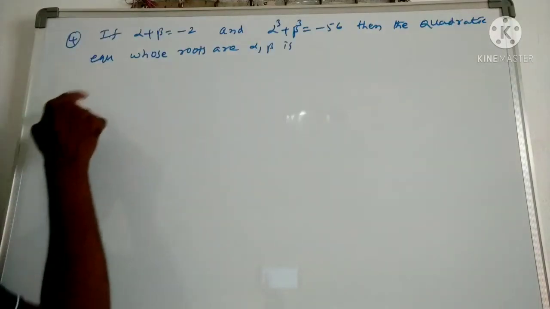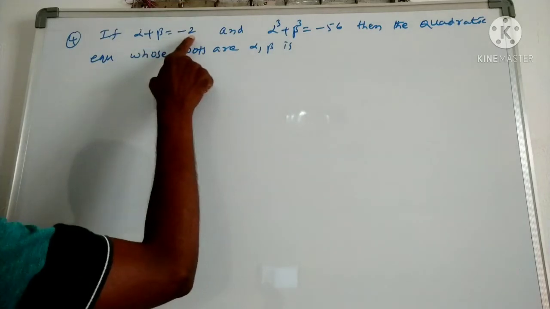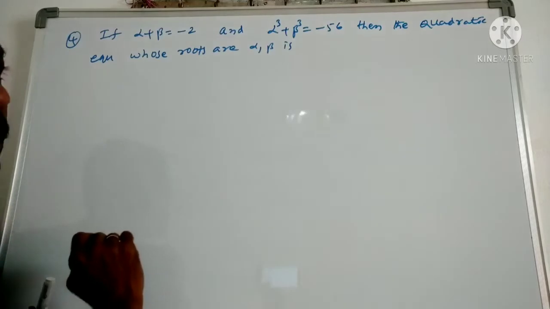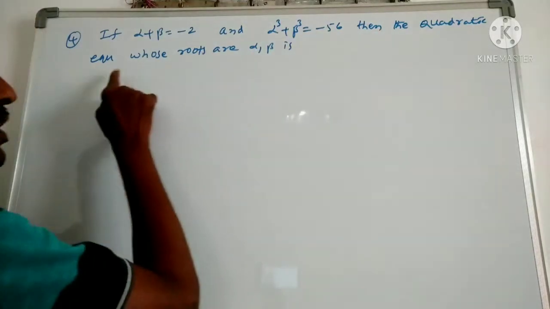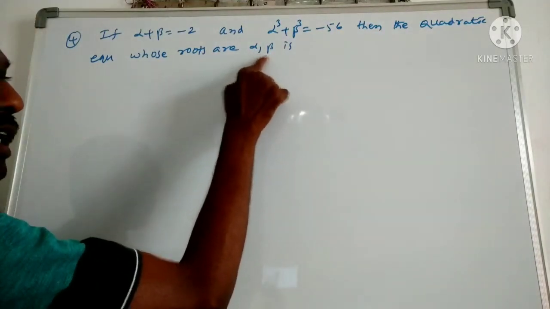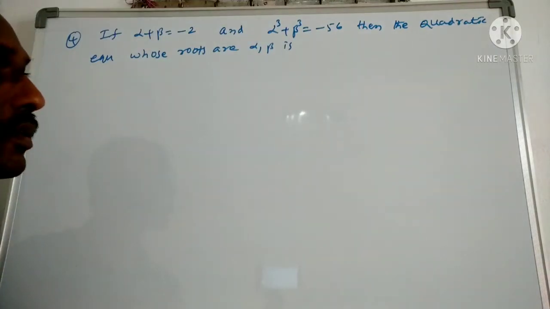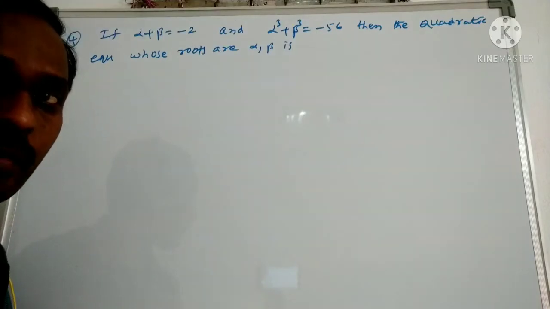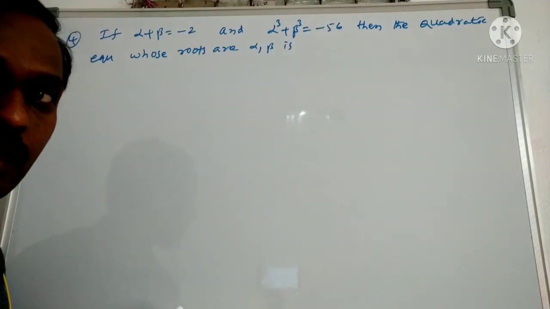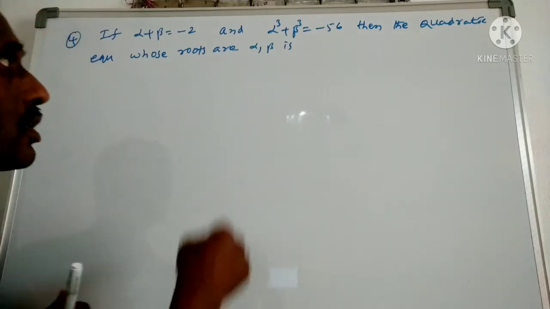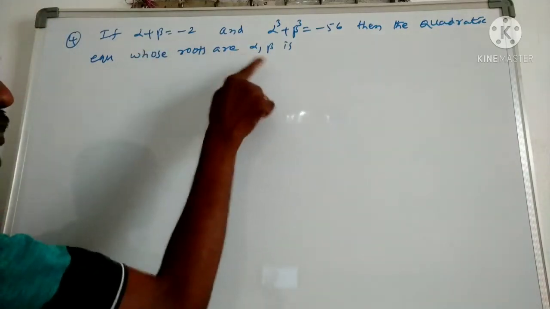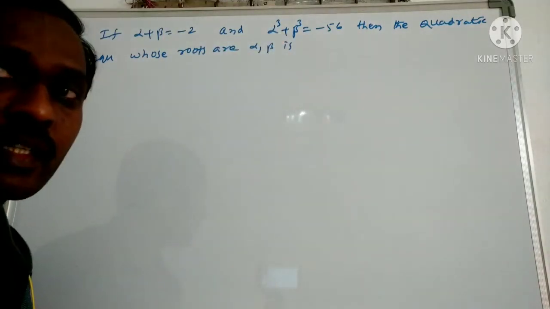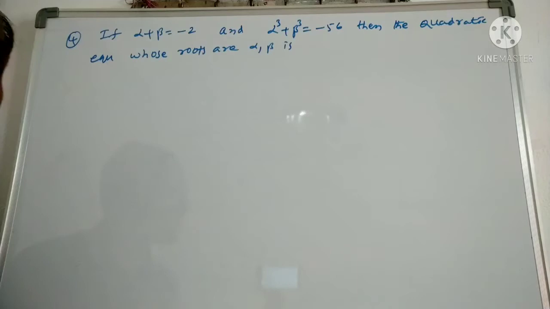Next, the fourth problem. If alpha plus beta is equal to -2 and alpha cube plus beta cube is equal to -56, then the quadratic equation whose roots are alpha, beta is? We know that the quadratic equation with roots alpha, beta is x square minus (alpha plus beta) x plus alpha beta equals 0. So here we have alpha plus beta, but we do not have alpha beta, the product value. So using this, we have to find the product of the values. Then you can get the result.